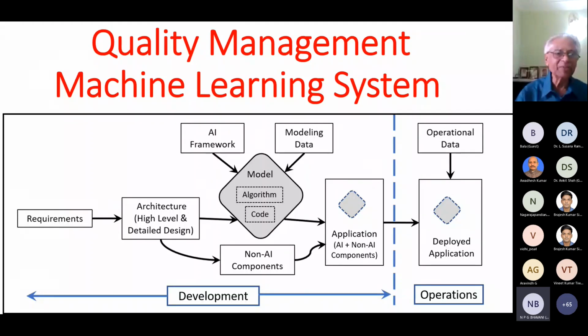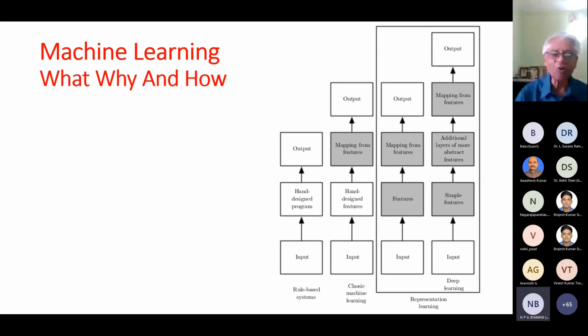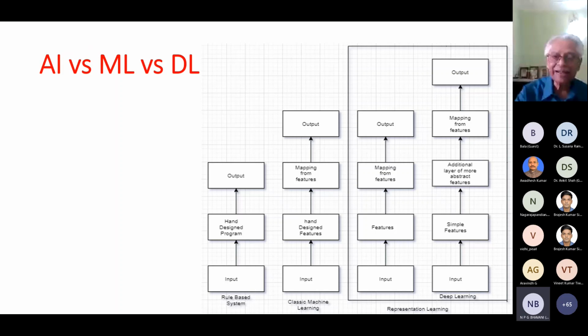Quality management can also be done by machine learning systems. You have AI framework, modeling data, you have operational data; this part is operation, this part is development. So architecture, detailed design, requirements, non-AI components, application of AI plus non-AI components, and these all are integrated to each other. So quality management can also be done. This is what a machine learning system is, and that is a part of your intelligence system. So machine learning: what, why, and how. I mean, how it is done, different blocks are there, why it should be done, and how it is done. So these are the areas.